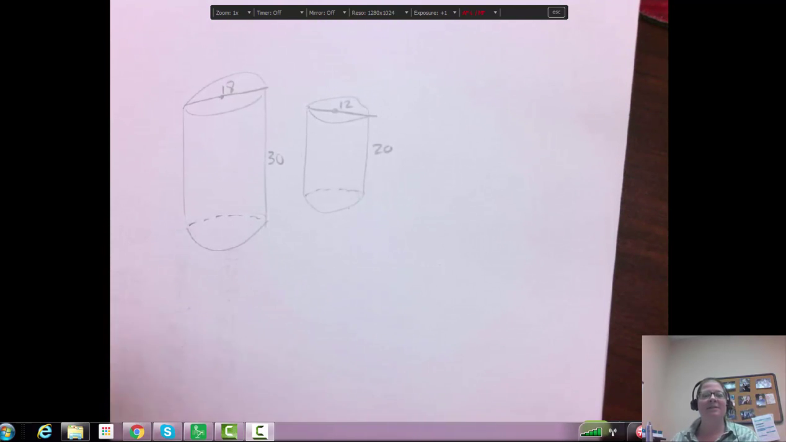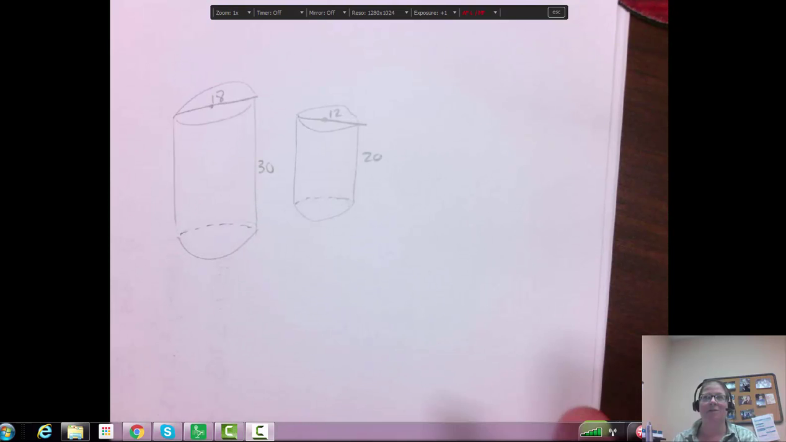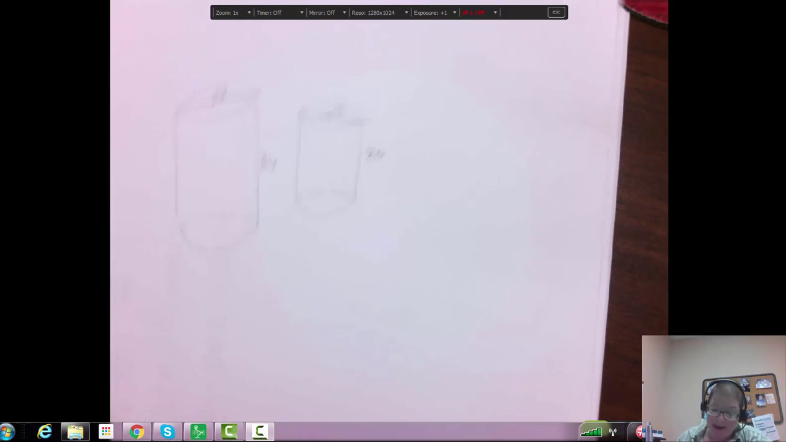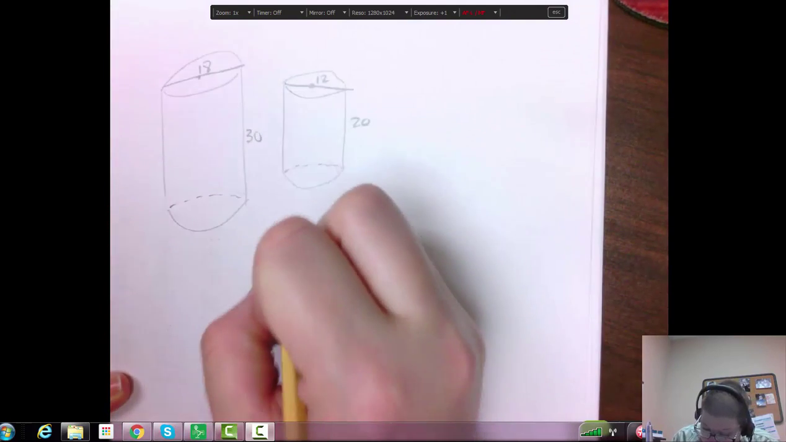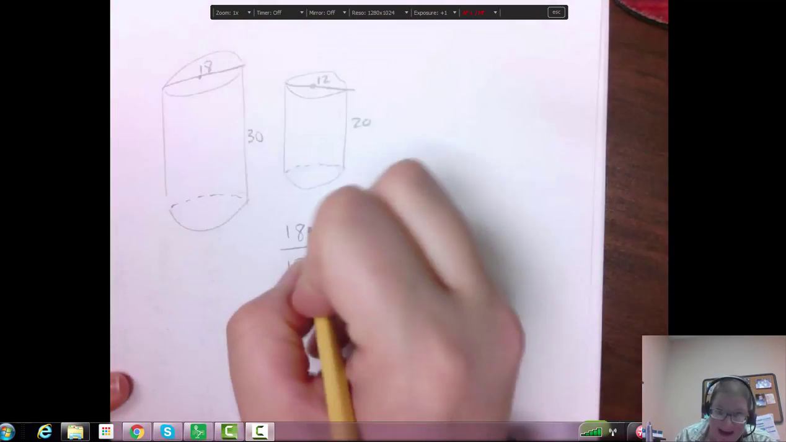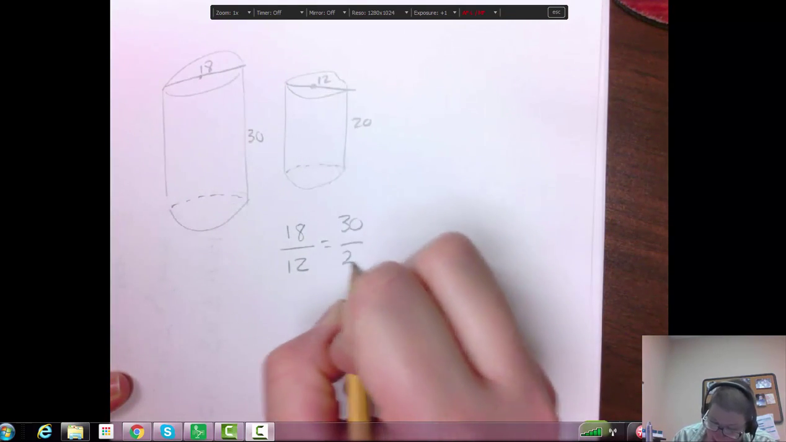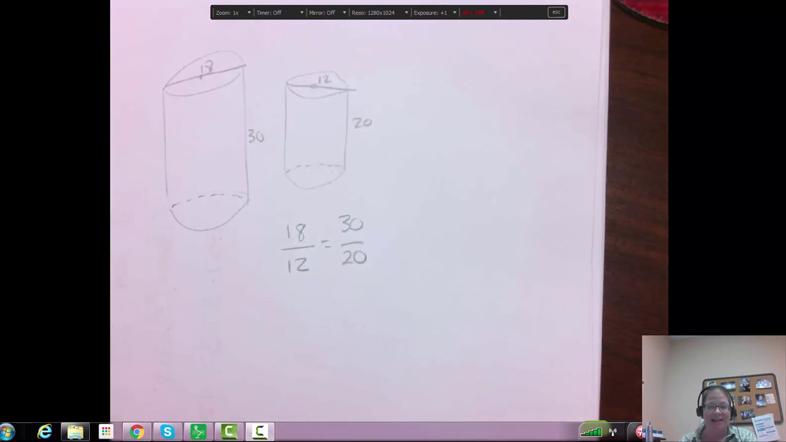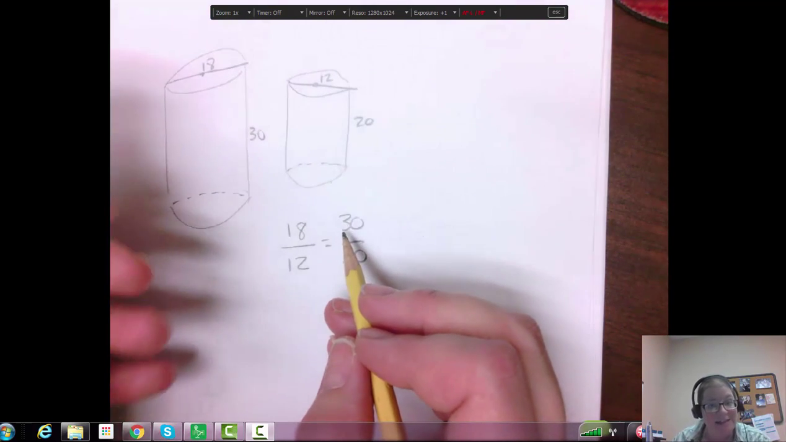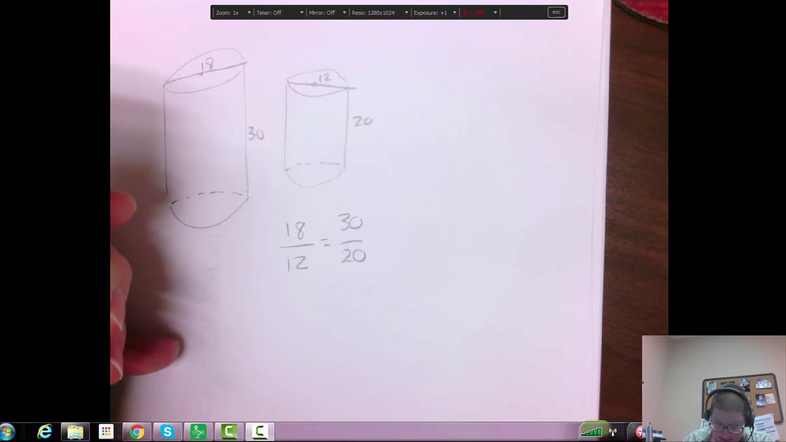If we know this information, are these similar? Well, these are actual side lengths, so we have to compare them. The way that we do that is we go, well, is 18 is to 12, so those are both diameters, equal to 30 is to 20? So you're comparing those sides to make sure they have the same scale. And you could cross multiply to see that these are equal or reduce. Either way, I like cross multiplying. I think it's a little bit easier.